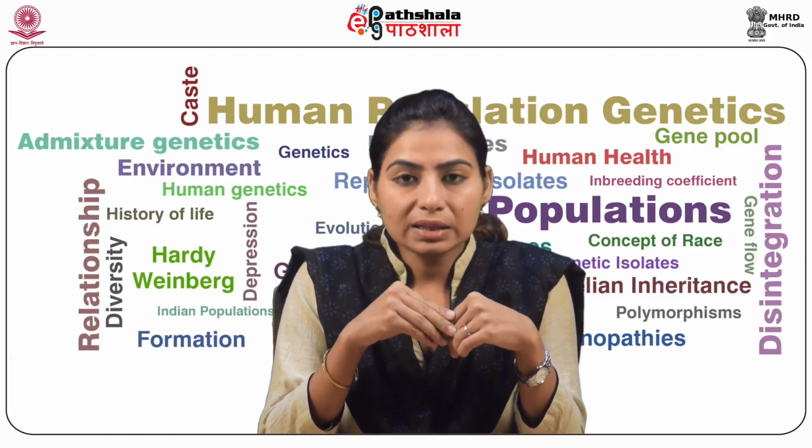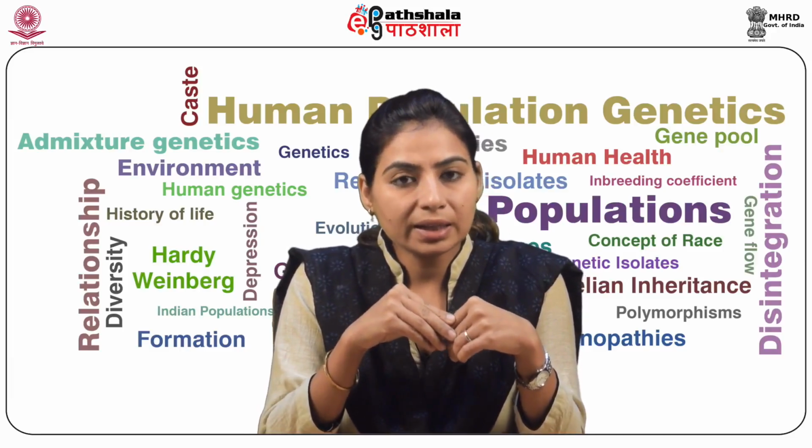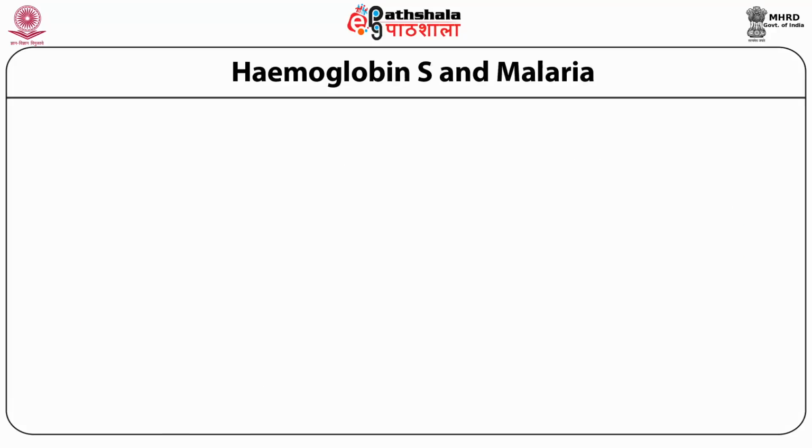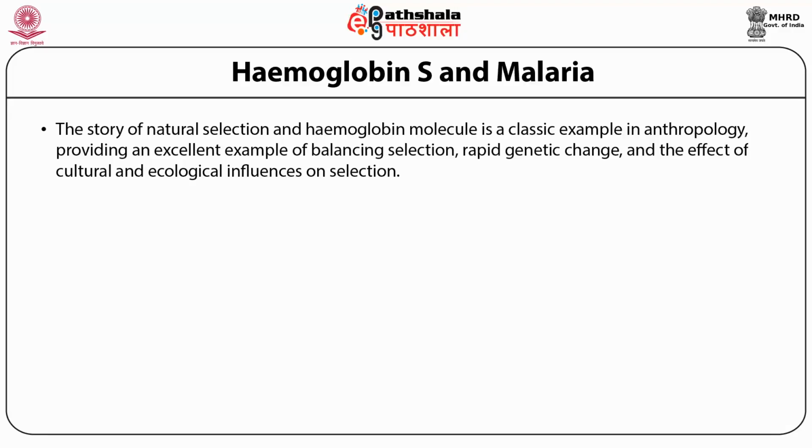Let's view and understand them one by one, and let's start with the first example of sickle cell anemia. The story of natural selection and the hemoglobin molecule is a classical example in anthropology. It is an excellent example of balancing selection, rapid genetic change, and the effect of cultural and ecological influences on selection.